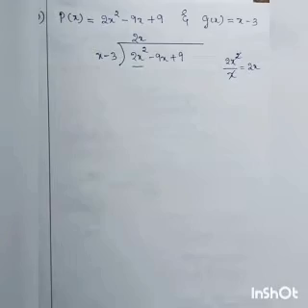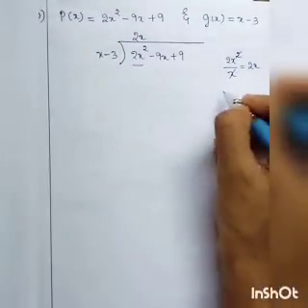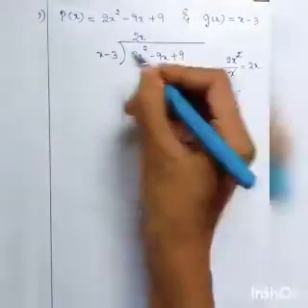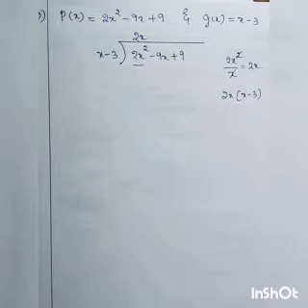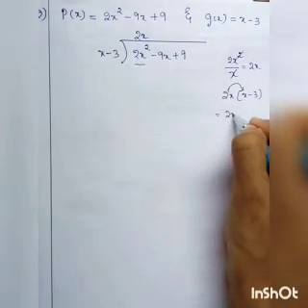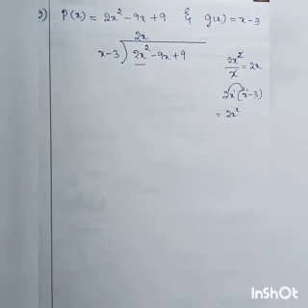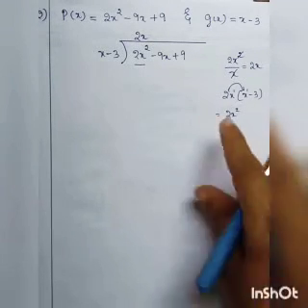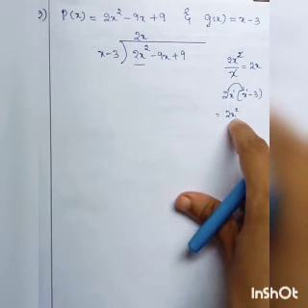And after that what we have to do next step? This 2x we have to multiply with the divisor. So write down 2x into x minus 3. So bracket is there, we have to remove the bracket now. So 2x into x is 2x square. You know, right? The powers we have to add. A power m into a power n is equal to a power m plus n. We know the exponents. So 2x power 1 into x, so 2x power 1 plus 1, that is 2x power 2.